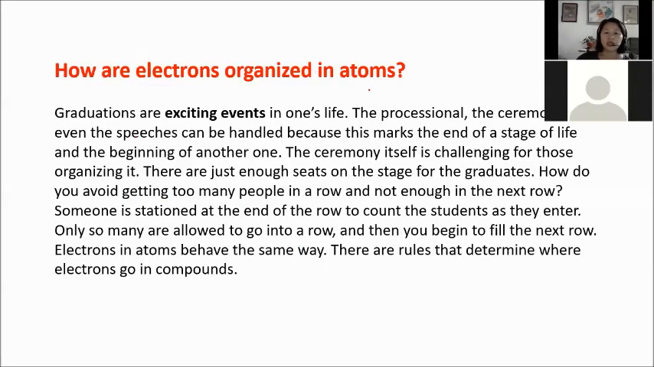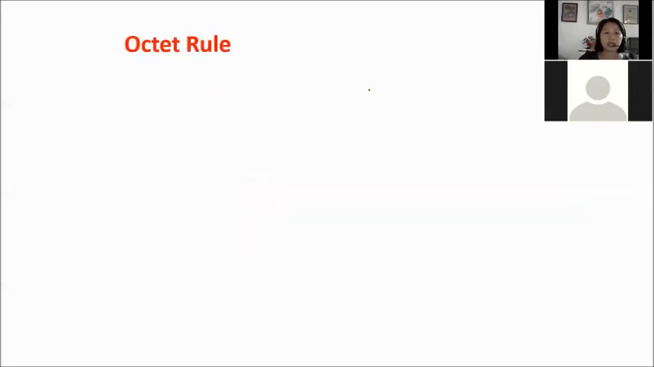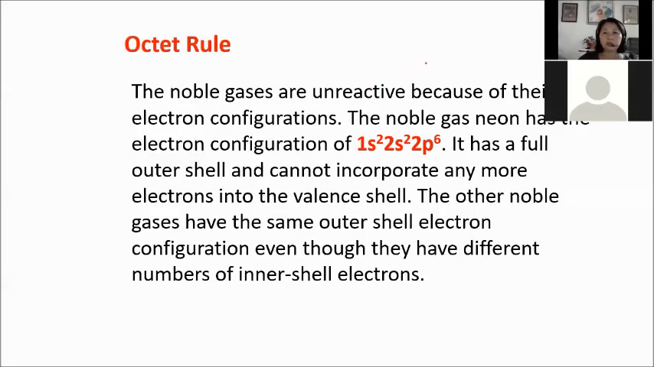So how are electrons organized in atoms? Ito yung para sa octet rule. Okay, so noble gases are unreactive because of their electron configuration. Noble gas na yon has electron configuration of 1s2, 2s2, 2p6. Kasi yung Ne, atomic number is 10. That is why pag i-distribute natin yan, 1s2, 2s2, and 2p6.